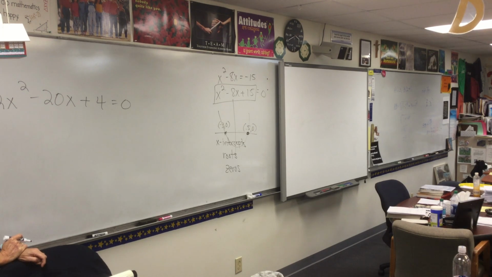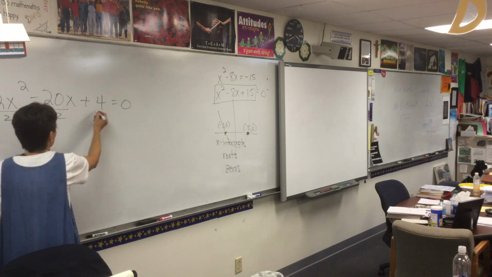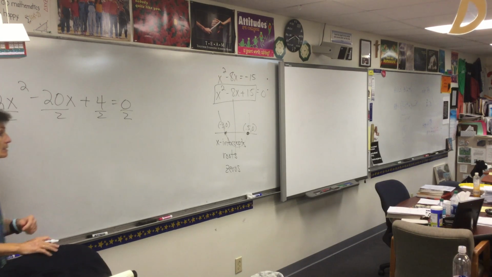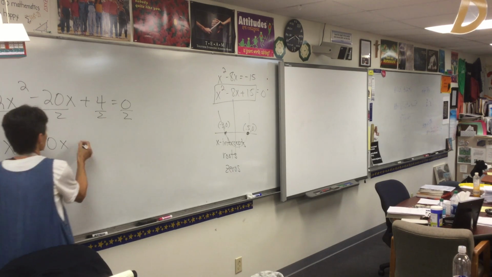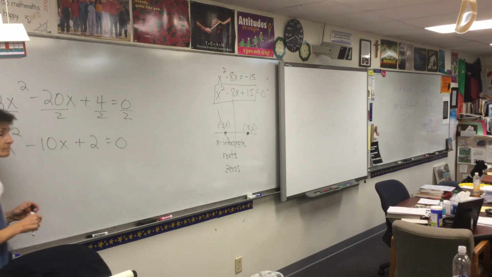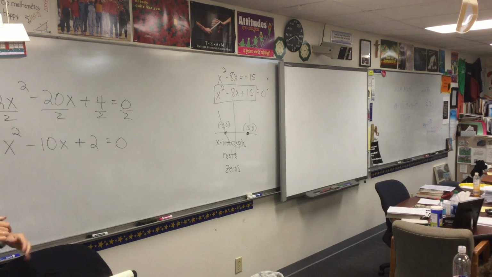What is different about this one? Do you notice something different about it? It has a 2 out here. This is bad news if we're completing a square. But luckily, it's easy to fix. We're geniuses. All we have to do is divide everything by 2. See, that was smart. Completely legitimate. Going to divide everything by 2. So we end up with an equation that looks like x squared minus 10x plus 2. Now it looks like the other ones that we did.